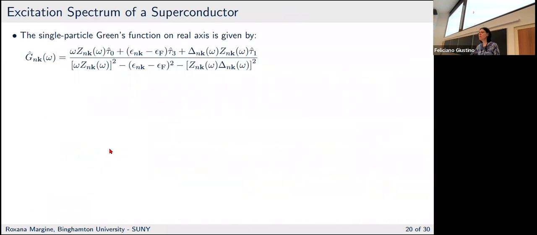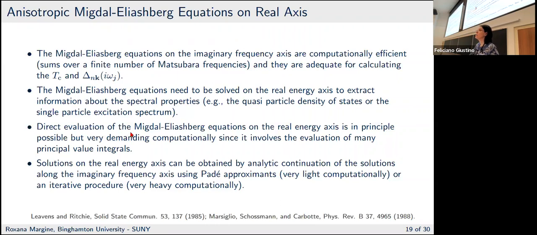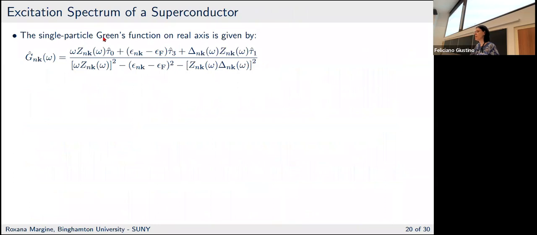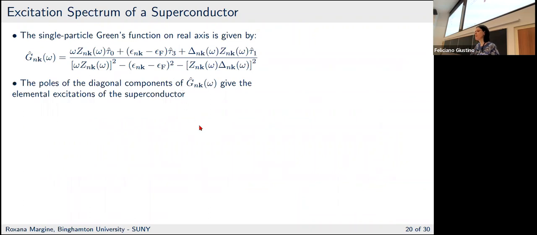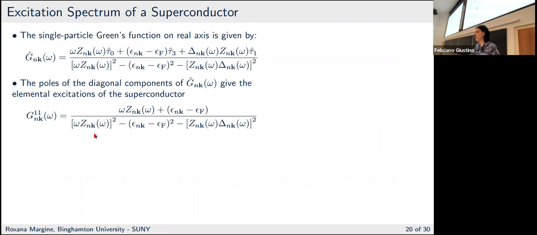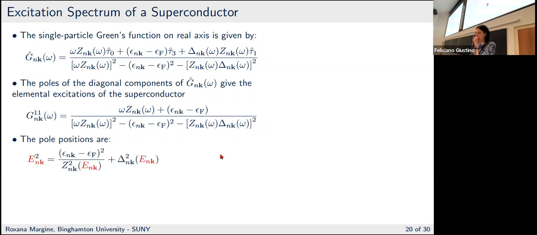So now, if you have the Z, delta, and all the quantities on the real axis, we have the single particle Green's function on the real axis, and in the first place we can analyze the poles of the diagonal elements of G to give the elementary excitations of the superconductor. Remember, these are matrices, with tau 0, tau 3. These are 2 by 2 matrices, and this term is the diagonal term.